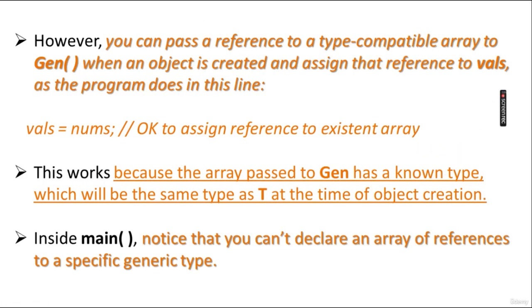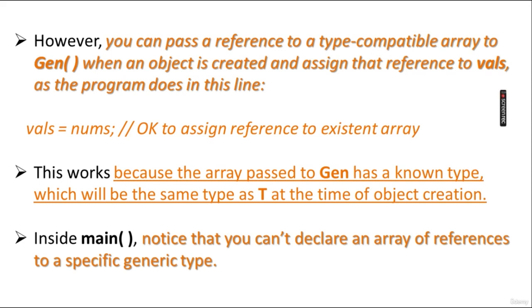You can pass the reference to a type compatible array to generic, where the object is created, and assign that reference to values as the program does in these lines. What does this line tell? You can pass a reference to a type compatible array to generic when an object is created and assign that reference to values, like values is equal to nums. You are assigning a reference to an existing array. The array passed to generic is a known type which will be the same type as T at the time of object creation. Array of nums is equal to array of values, so both are the same.